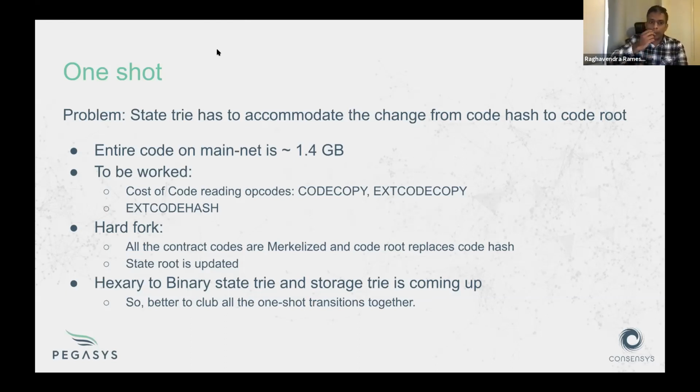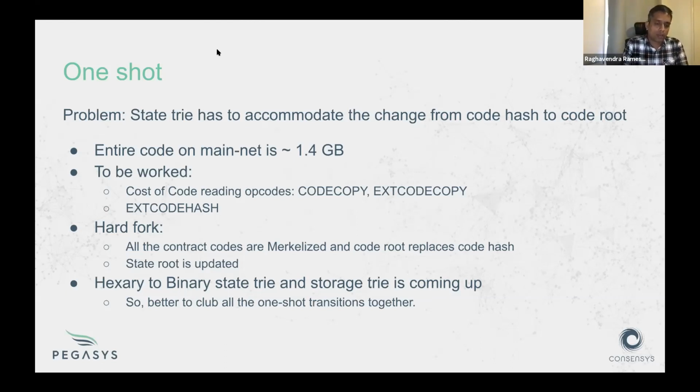For example, the EXTCODECOPY. EXTCODECOPY normally returns the entire code from a given address. But does that mean here we should return some chunks? If we return some chunks, should we include a multi-proof? I don't know. And there's another instruction called EXTCODEHASH. It takes an address and returns the hash of the code at that contract address. Now, should this be kept as is, or should we return a Merkle root of the code rather than a code hash? So these questions are still not finalized and still being thought over.